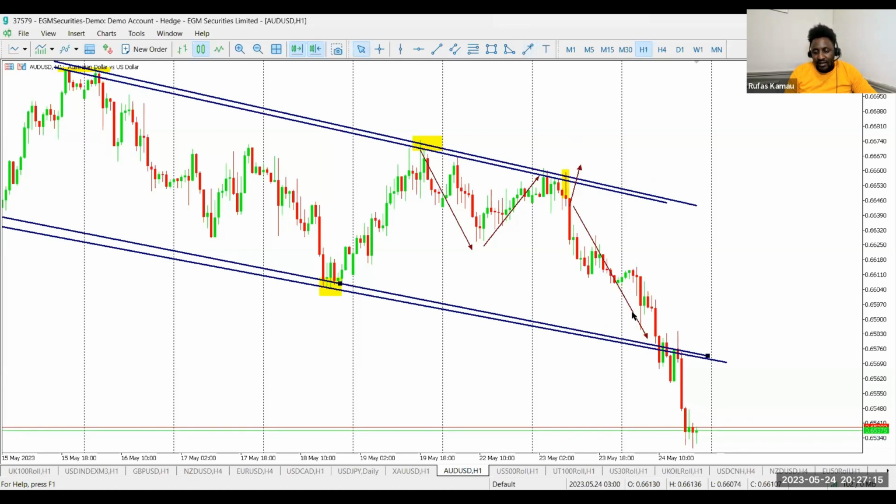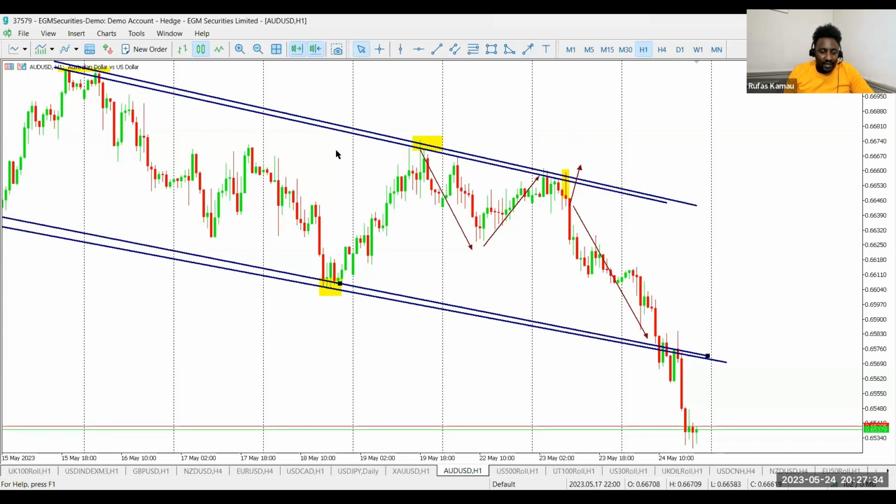I understand that this looks pretty simple when you're doing it in hindsight, when something has already happened. But if you do it long enough and you keep practicing, then it can be pretty easy to identify even before this kind of sequence has happened.